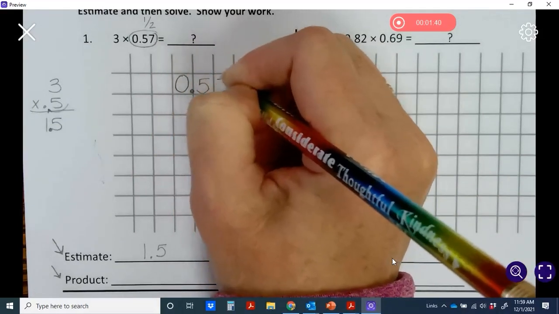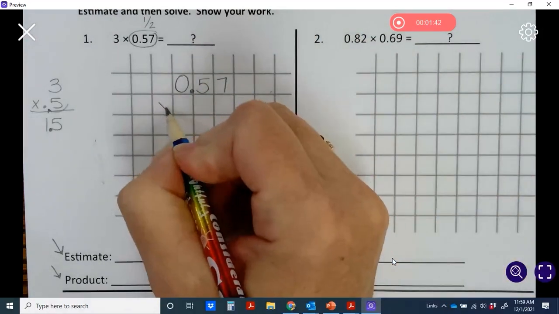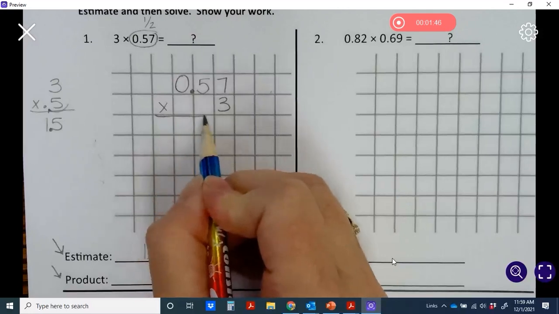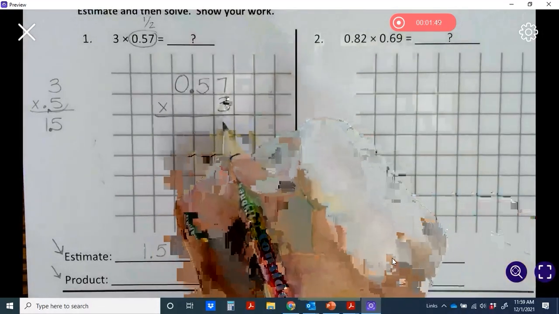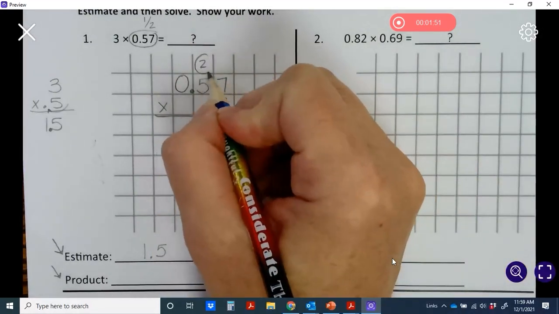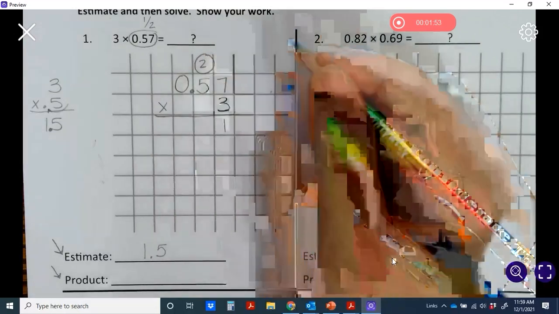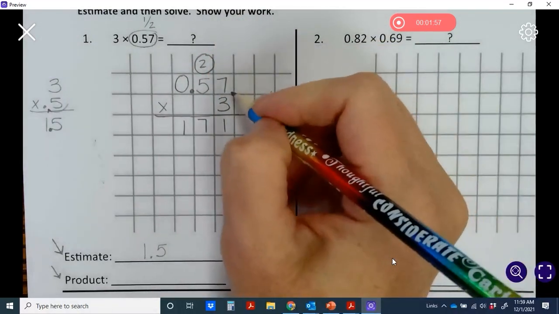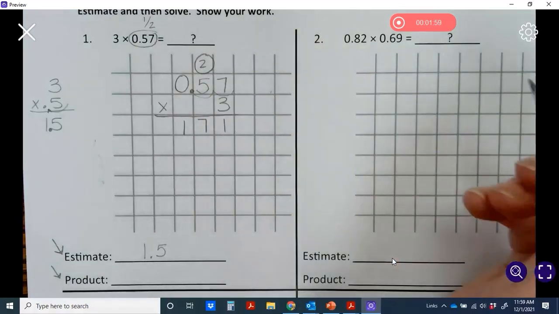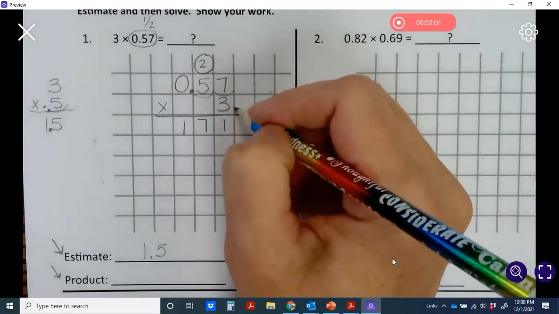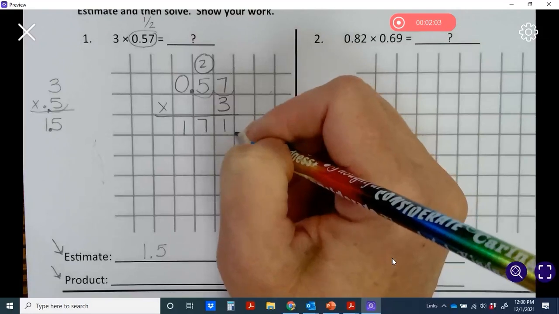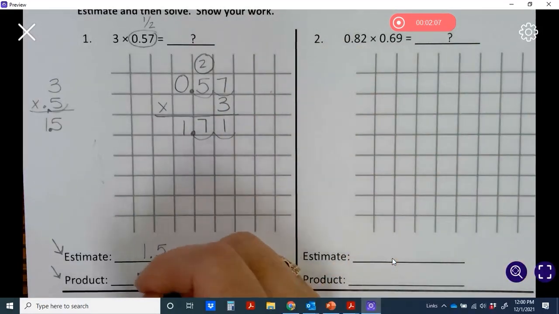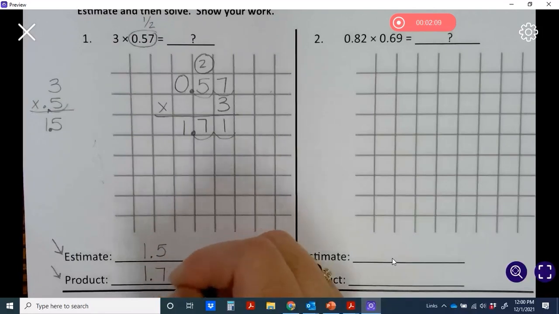0.57, which is 57 hundredths, times 3. Okay, good. 7 times 3 is 21, carry the 2. 3 times 5 is 15, 16, 17. There's 2 decimal places in my top number, none in my bottom number, for a total of 2 in my answer. So my answer is 1 and 71 hundredths.